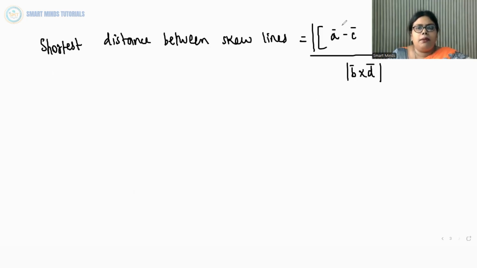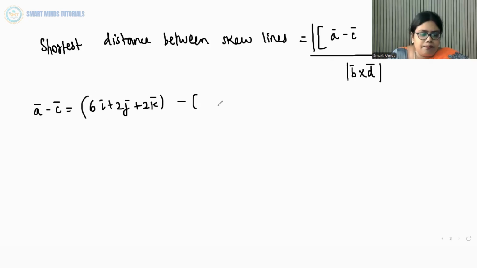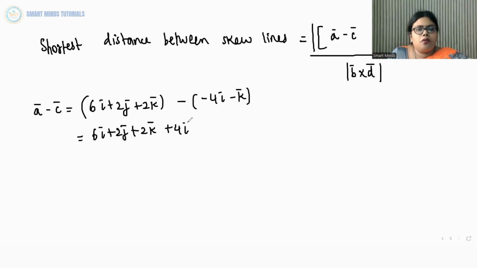For this, we need A bar minus C bar first. So let us find A bar minus C bar. Just now we got A bar and C bar vectors, right? So what is A bar? 6I bar plus 2J bar plus 2K bar minus what is C bar? Minus 4I bar minus K bar. Now we will open the bracket: 6I bar plus 2J bar plus 2K bar plus 4I bar plus K bar. Now 6I plus 4I is 10I plus 2J plus 3K. This is A bar minus C bar.